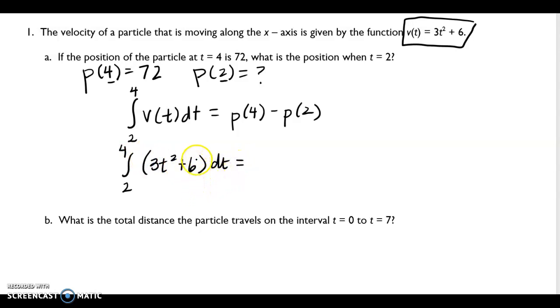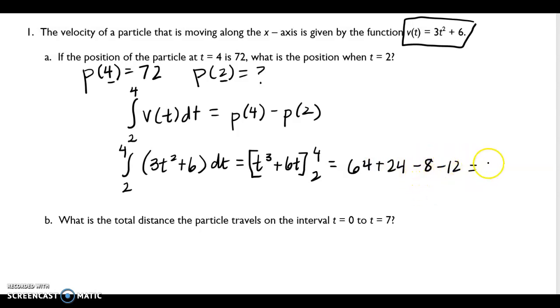So I'm going to take the antiderivative of that. That's t^3 + 6t from 2 to 4, which is 64 + 24 - 8 - 12. And that will give us 68. So that's what our P(4) minus P(2) is equal to.